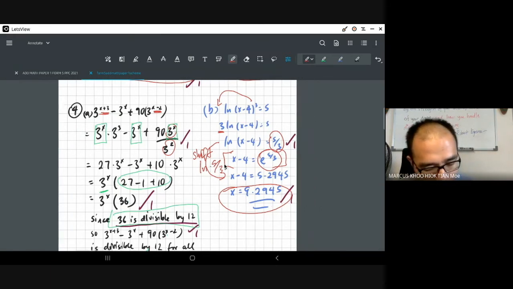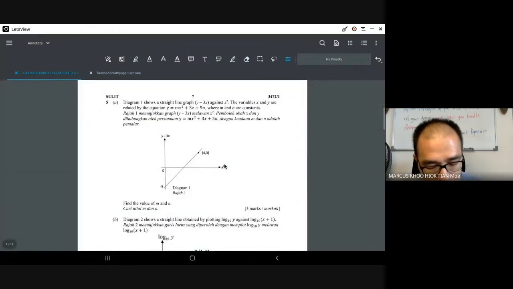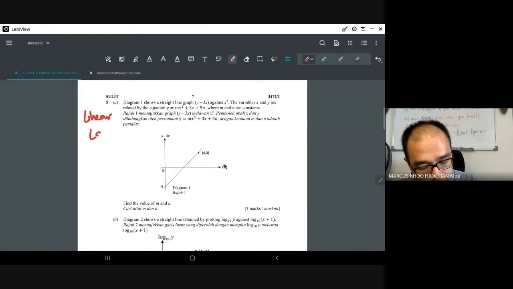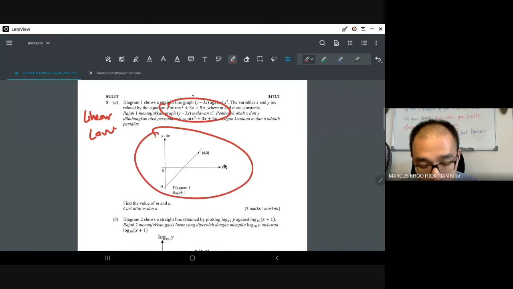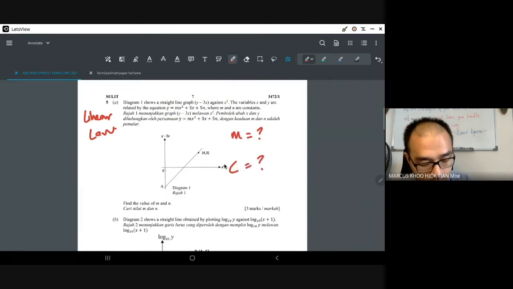All right. Question number 5. Diagram shows this one. This is linear law. So the variables are related by this. This is the original one, not according to this. And it asks us to find the values of m and n. The two most important things about linear law are always the gradient and the y-intercept. Obviously, the y-intercept is given as -5. Gradient you can calculate yourself.